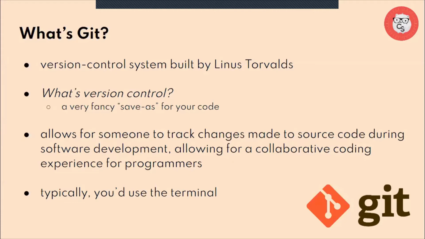So Git allows for someone to basically track changes throughout source code during software development. So it allows for you to collaboratively code with each other. So that's really nice. And with Git specifically, you usually use the terminal commands to create repositories, make different branches, and merge them together.